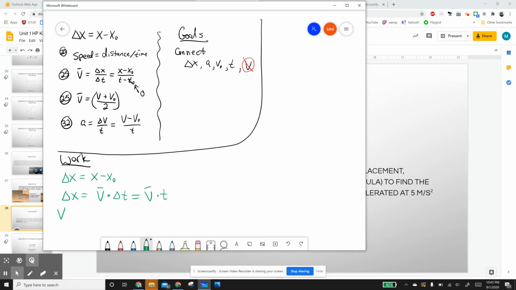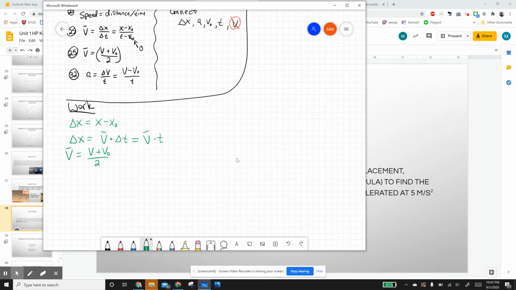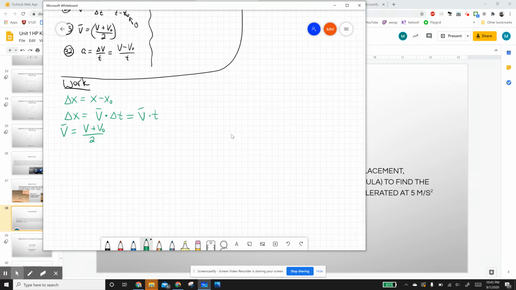So what else do I know v average to equal? Well, v average is also equal to v final plus v initial over 2. Okay, so v initial is in my goals in one of my variables, so that's good. But then now I don't have v final, so that's something I'm going to want to eliminate. I'm going to go ahead and scoot this up a little bit.